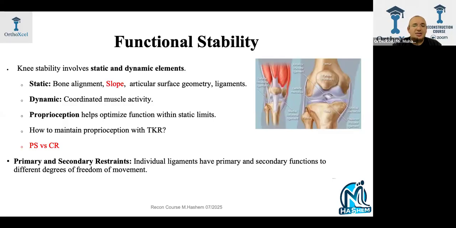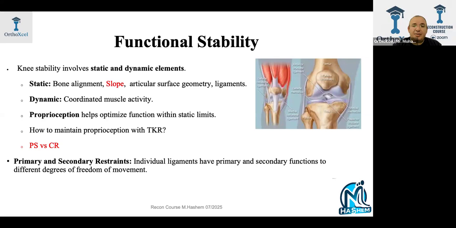We have dynamic stabilizers, which is coordinated muscle activity, and if you don't have coordinated muscle activity, this is the time you have functional instability, a feeling of giving way, and start to have knee symptoms which are not clearly diagnosed. When you have a patient coming with a sense of giving way, a sense of instability, and knee pain going on, and every investigation, X-ray, CT, MRI scan, everything is normal, you have to think about functional instability.